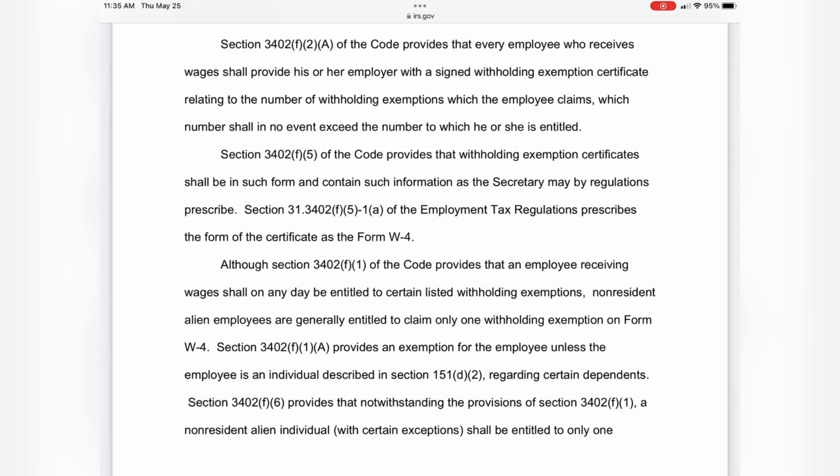Section 31.3402F5-1A of the Employment Tax Regulations prescribes the form of the certificate as the Form W-4. This notice provided by the Secretary of the Treasury stands as a witness that the sections of the law that I have provided you were not cherry-picked.